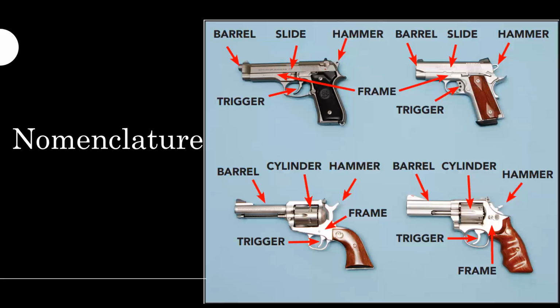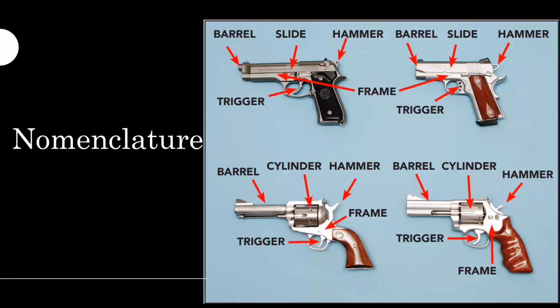The gas and the recoil emitted from that explosion cause the slide to go to the rear and then come back forward on the spring that's internal inside of the semi-automatic to chamber another round. That's the cycle of fire for your semi-automatic.